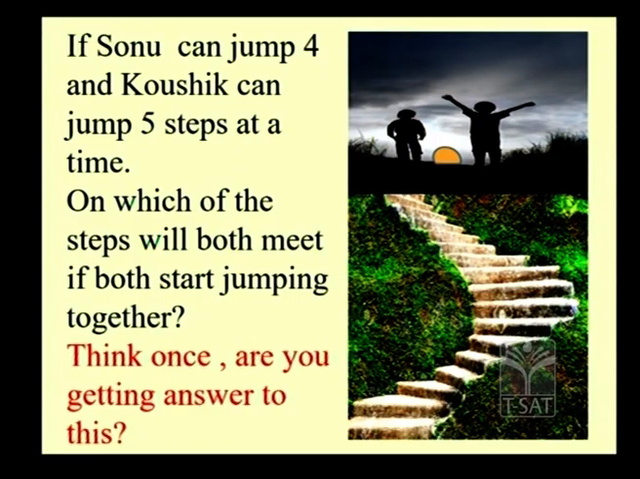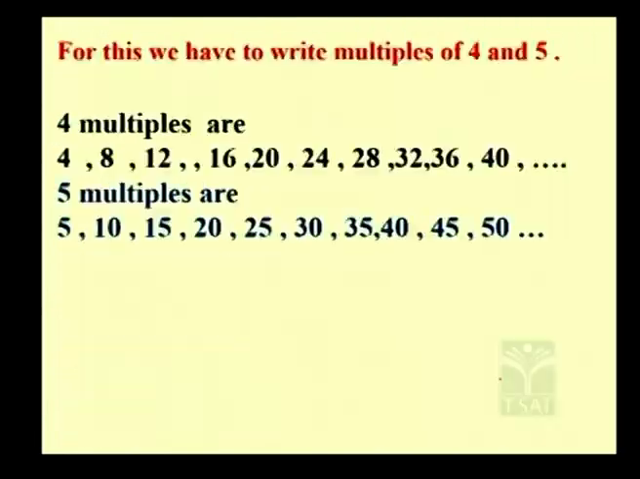Okay. Let us go for another situation. If Sonu can jump 4 steps and Kaushik can jump 5 steps at a time, on which of the steps will both meet if both start jumping together? Think once. Sonu is jumping 4 steps and at the same time Kaushik is jumping 5 steps. So, where can they meet? See here, for this we have to write multiples of 4 and 5. Already we know the 4 multiples, that is 4, 8, 12, 16, 20, 24, 28, 32, 36, 40, and so on, right? And 5 multiples also here, 5, 10, 15, 20, 25, 30, 40, 45, like this, and so on.